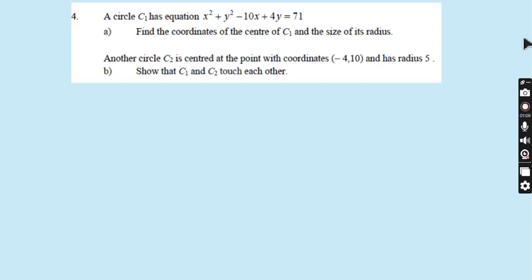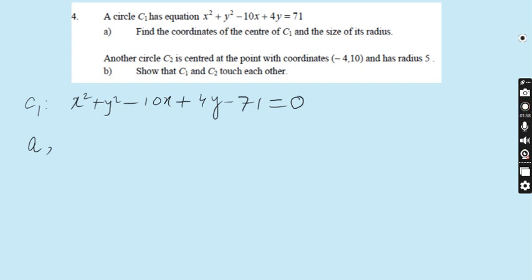It has 4 parts. I just copied 2 parts, and after part B I will do part C and part D as well. A circle C1 has the equation x square plus y square minus 10x plus 4y is equal to 71. So we can write the circle in general form: x square plus y square minus 10x plus 4y minus 71 is equal to 0. Part A. Find the coordinates of the center of C1 and the size of its radius.